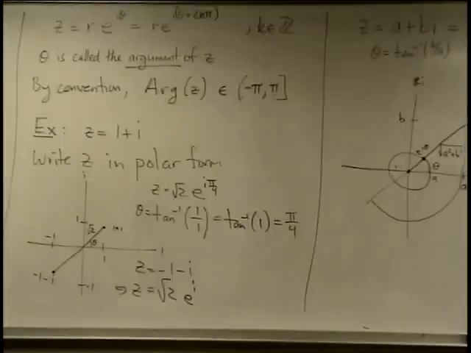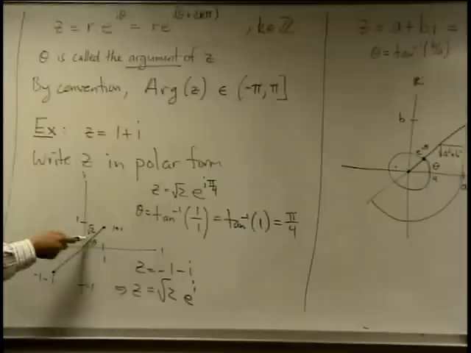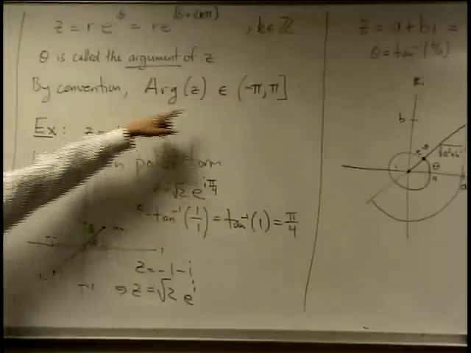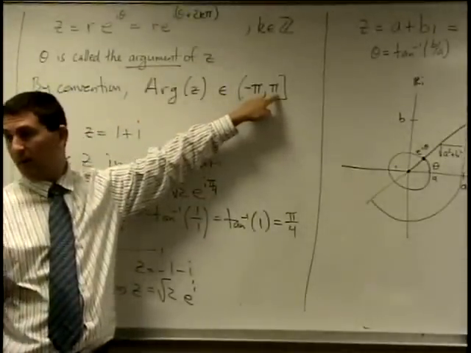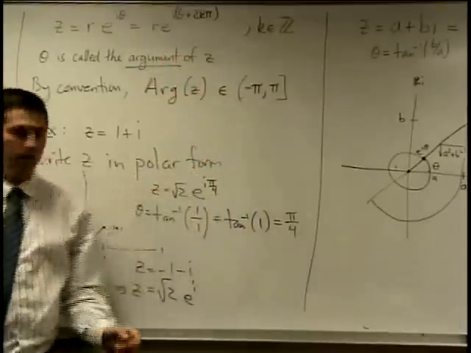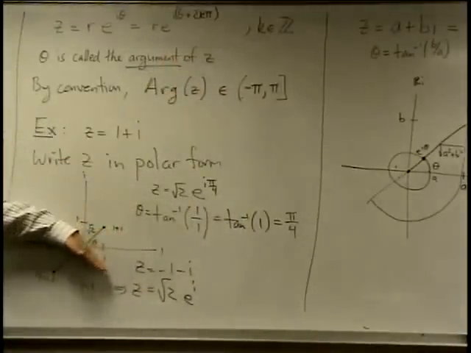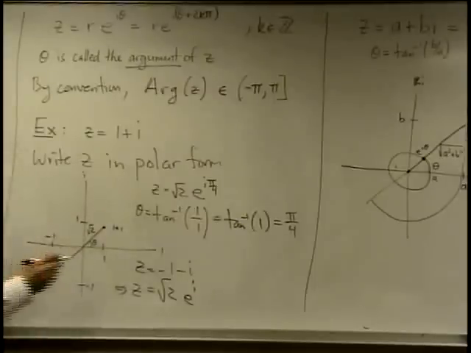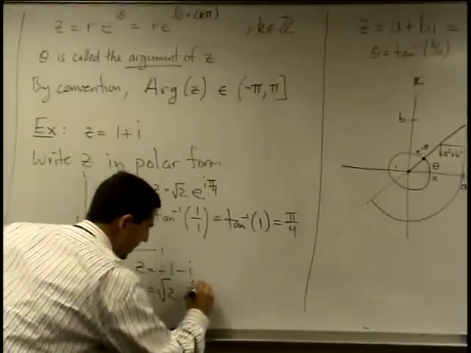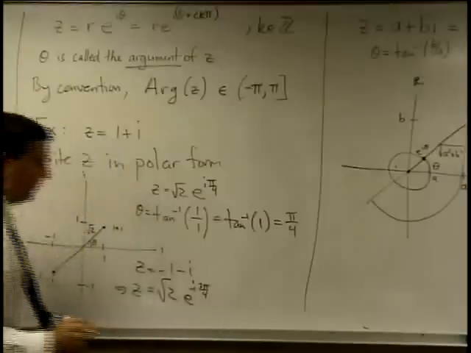Well, we could go this way all around, right? Pi over 4, 2 pi over 4, 3 pi over 4, 4 pi over 4, 5 pi over 4. But 5 pi over 4 is greater than pi. And by convention, we don't take the ones that are bigger than pi. If it goes bigger than pi, we go backwards. So we'd go minus pi over 4, minus 2 pi over 4, minus 3 pi over 4. So that would be e to the minus i 3 pi over 4.